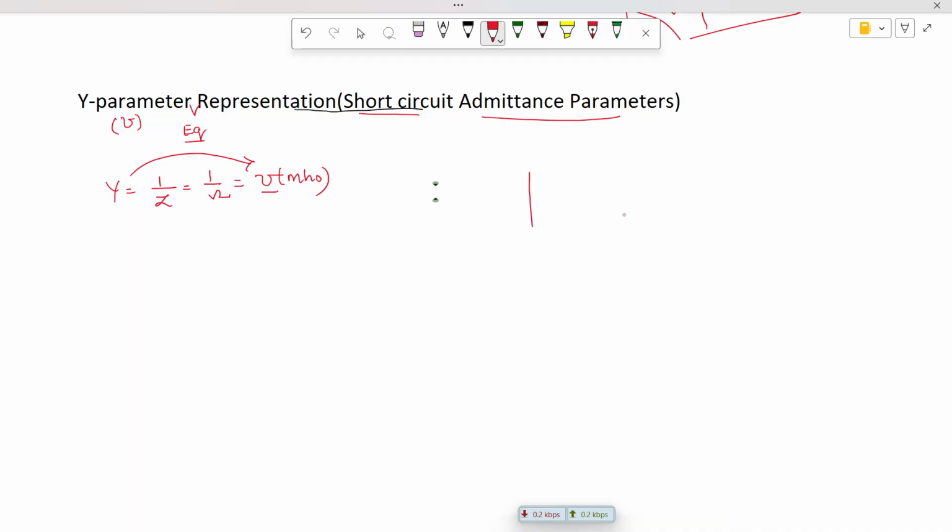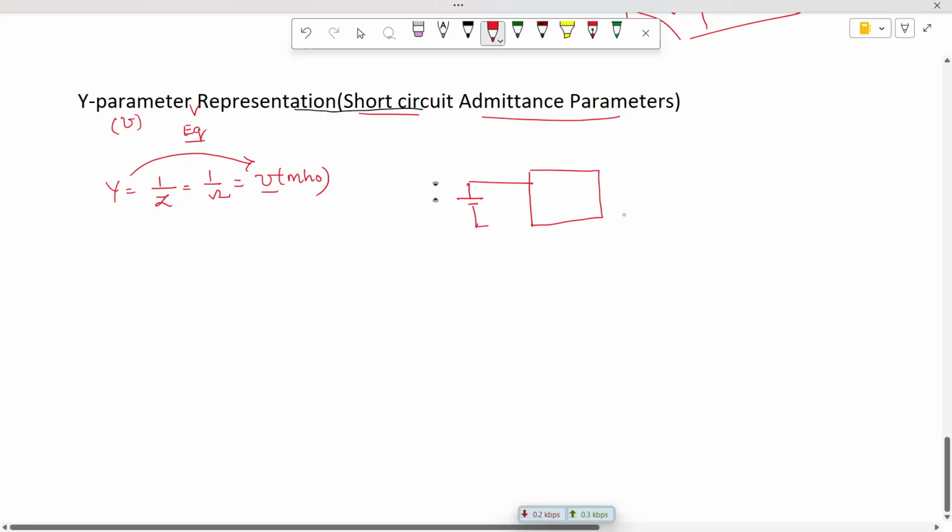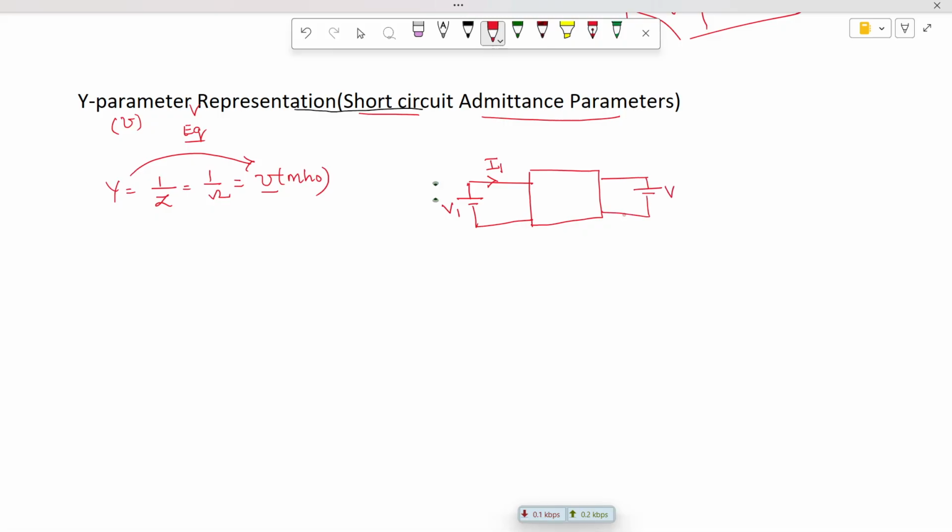Let's take a two-port network excited with an input port voltage V1. The current into the input port is I1, and the output port is also excited with a voltage V2, and the current entering the port is I2. This is a two-port network. Here we are going to write in matrix form to understand very clearly: current I is equal to Y into V.